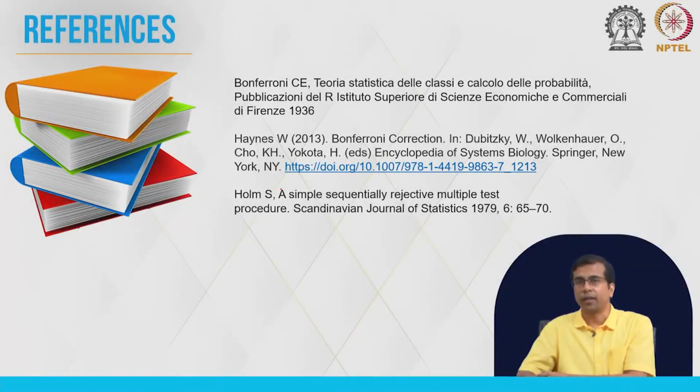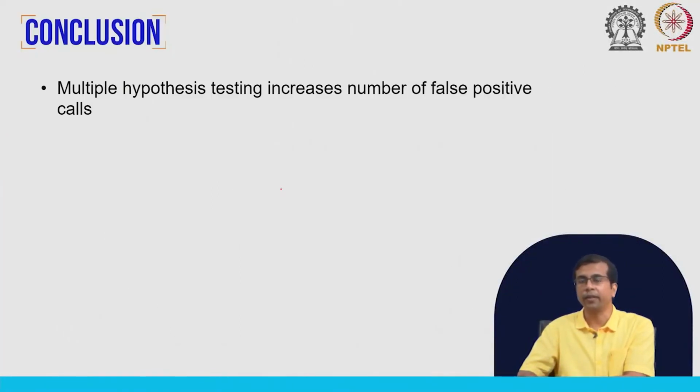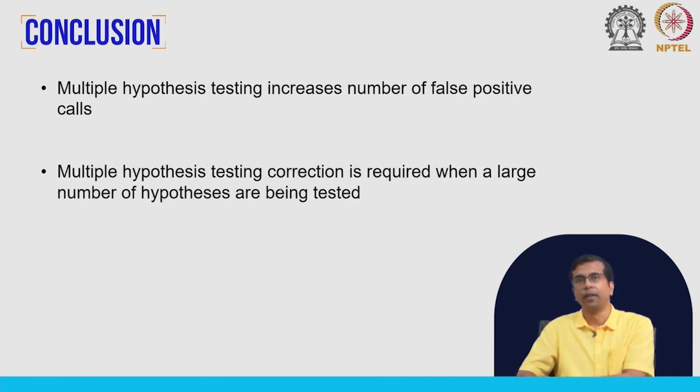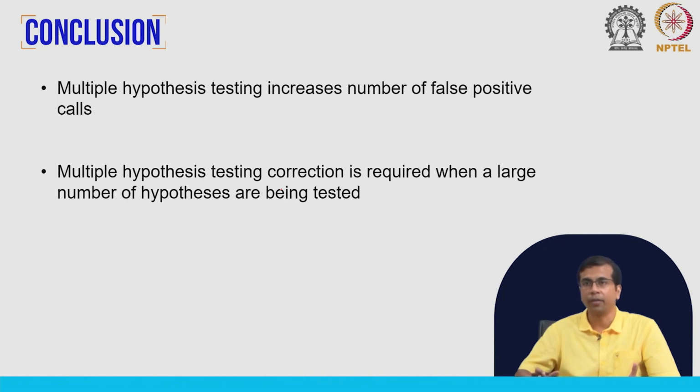So, these are the references for this lecture. What we have seen is that multiple hypothesis testing increases the number of false positive calls. Using two approaches we have discussed how that happens. We have also talked about how we can do this correction, and we have mentioned that hypothesis testing correction is required when we are doing a large number of hypothesis tests. This is not just applicable for differential gene expression analysis. You will see in other scenarios in the field, and also beyond the field, wherever you are testing a large number of hypotheses, you would have to do this correction.